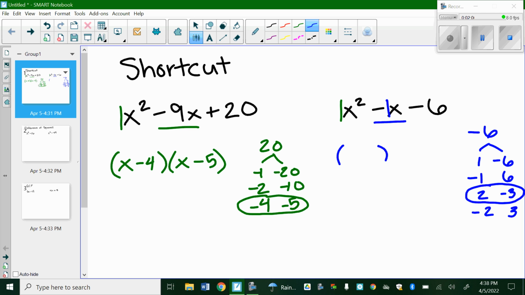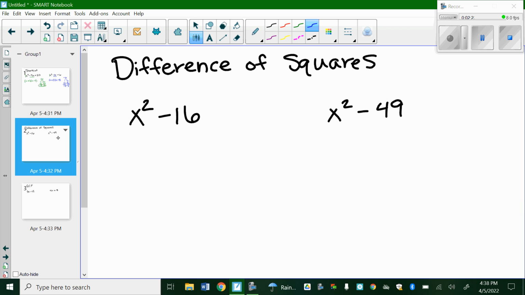So I set up my two sets of parentheses with x at the beginning of each. And I put my factors directly in. This is a positive 2, so I have plus 2. This is a negative 3, so I have minus 3. Okay? So really watch your signs. Positive, you can multiply with two positives or two negatives. But if you're multiplying to a negative, you need one of each sign. Okay? All right, difference of squares.